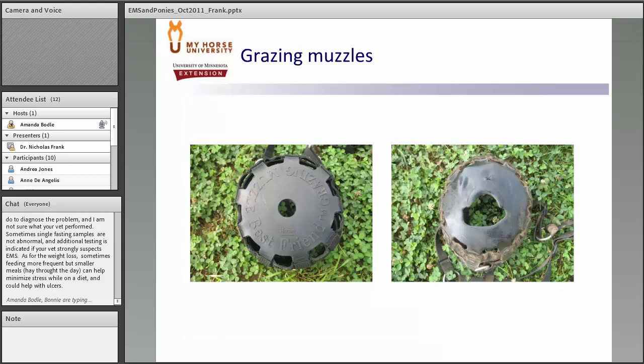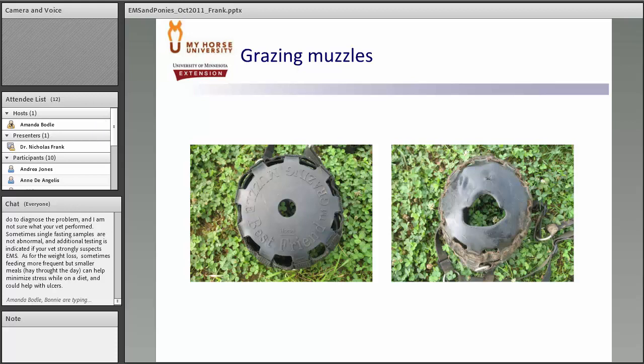Just a quick word on grazing muzzles. Again, I'm a fan of grazing muzzles, use them on my own pony, but recognize too, grazing muzzles are an expense. And one expense associated with grazing muzzles is they wear out. And so as you can see on this slide, the one on the right has clearly worn out and is no longer effective in reducing the amount of grass that the pony is getting.